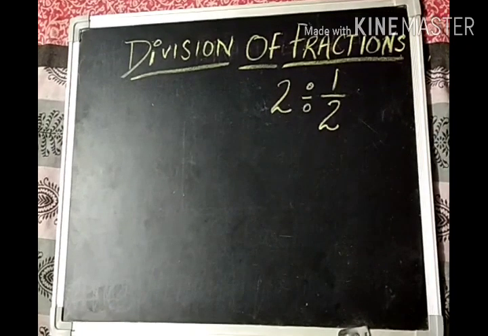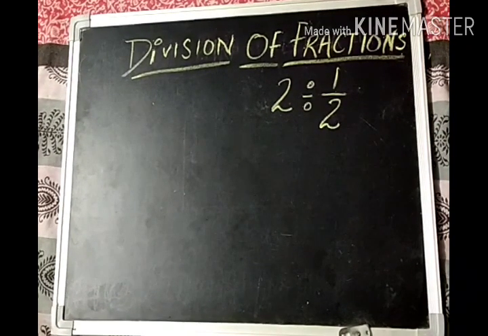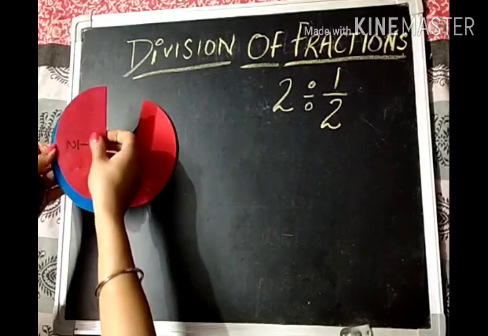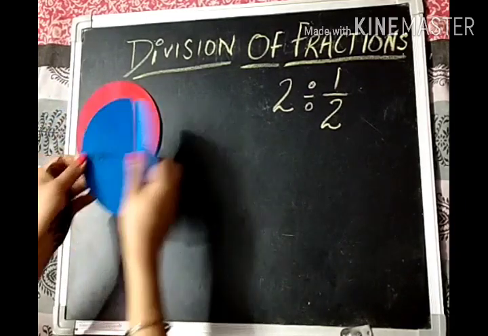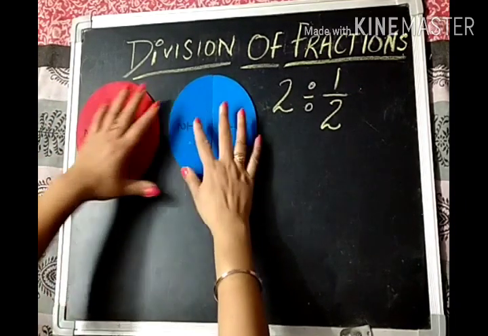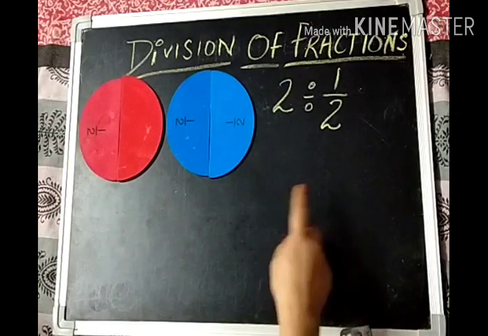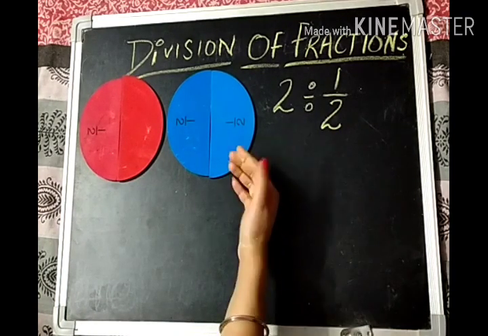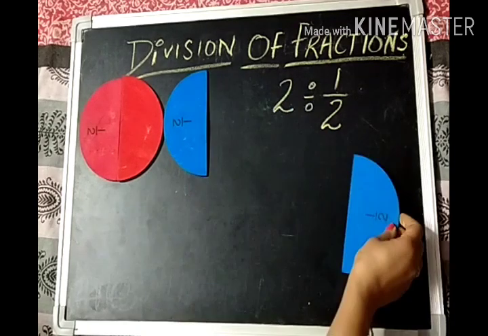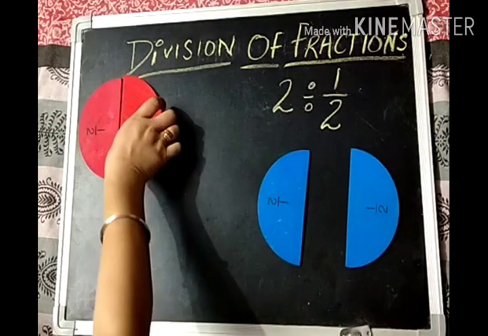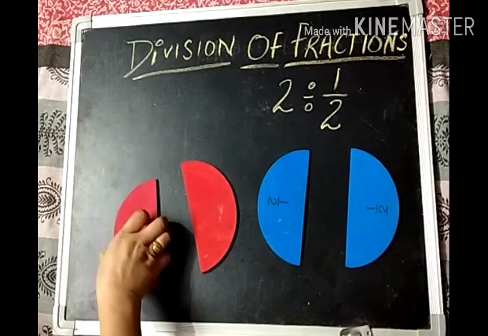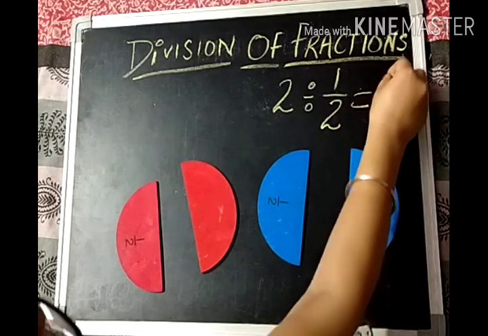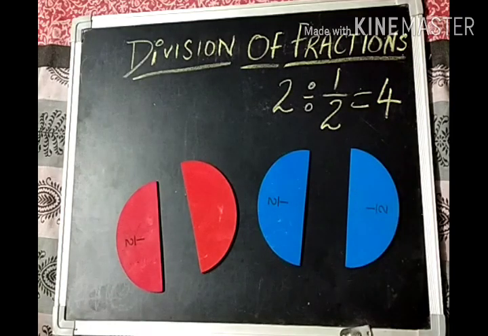Division of fractions. Suppose we have two chocolates and we have to divide them into halves. How many halves will we get? 1, 2, 3, 4. We will get 4 halves.